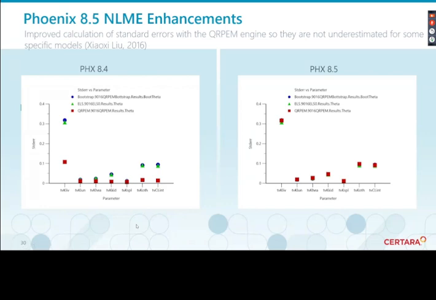In this particular model, the standard errors outputted by the QRPEM engine, you can see, are being underestimated. These are the red squares. Now, in 8.5, analytic derivatives are being used to provide more accurate standard errors for this engine, as illustrated on the right.